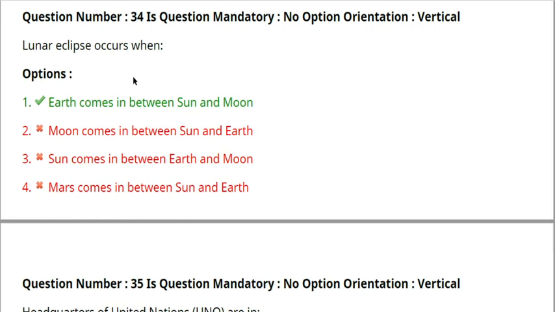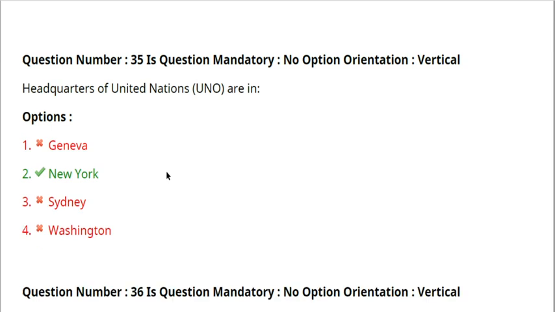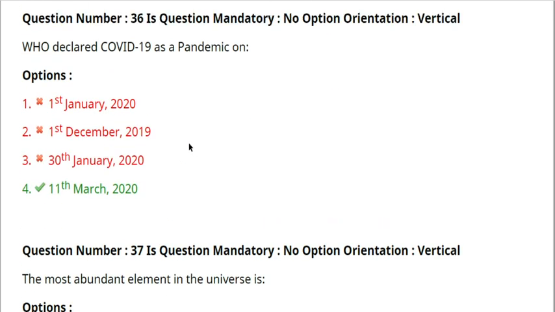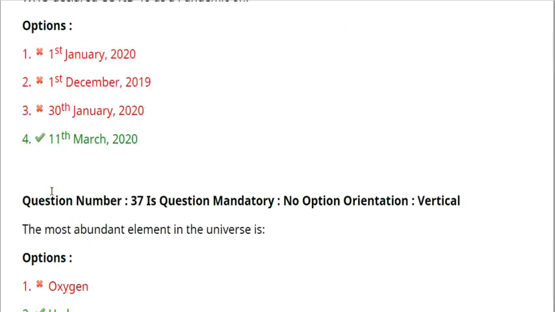What is meant by solar eclipse? When the moon is present between the earth and the sun, it is called a solar eclipse. The headquarters of the United Nations is present in New York, whereas the headquarters of WHO, the World Health Organization, is present in Geneva, which is located in Switzerland. WHO declared COVID-19 a pandemic on 11th of March 2023.